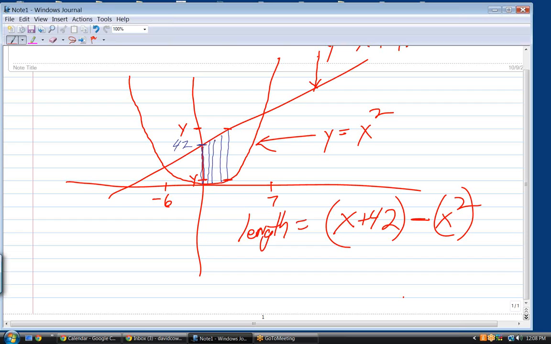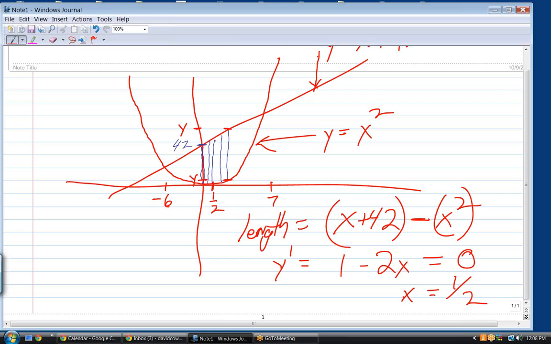So how do you maximize stuff in calculus? Take the first derivative, is almost always the first answer. Yeah. And set it equal to 0. Yeah. Okay. So if I take the first derivative, y prime, I get 1 minus 2x. If I set that equal to 0, I get x equals 1/2. So what that tells me is that right there at 1/2 is where the length of the blue line is going to be the longest.